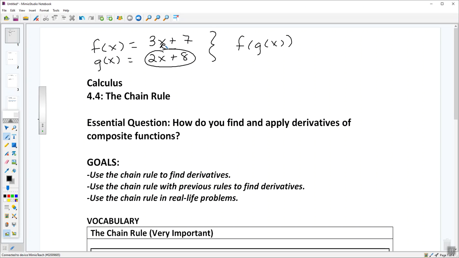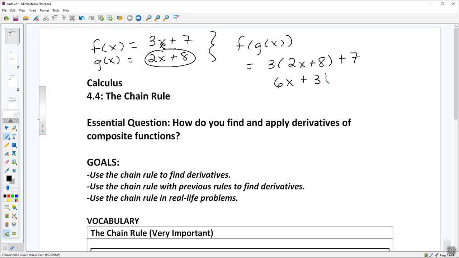x. Okay? So this would essentially become 3 times what? 2x plus 8, plus how much? 7. Okay, so how do you distribute on that? 6x plus 24 plus 7. So can I do the 24 and 7 as 6x plus 31? Yep. Okay?